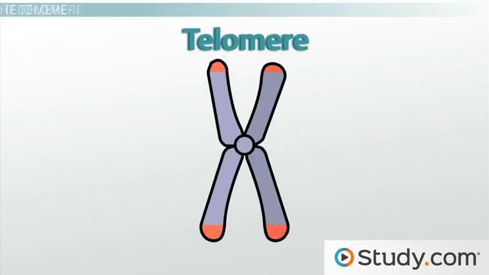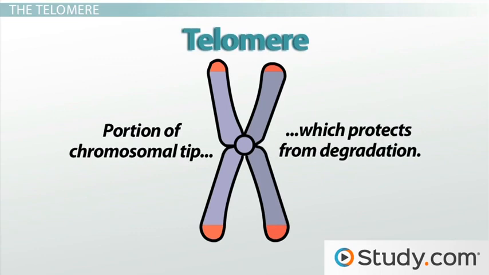The tips of the chromosomes are known as telomeres. Now, the ends of DNA are highly susceptible to degradation. And to combat this obvious problem, a special composition and arrangement of DNA at the ends of the chromosomes limits the ability of chromosomes to react with other molecules. Now, this special sequence of DNA is known as a telomere.